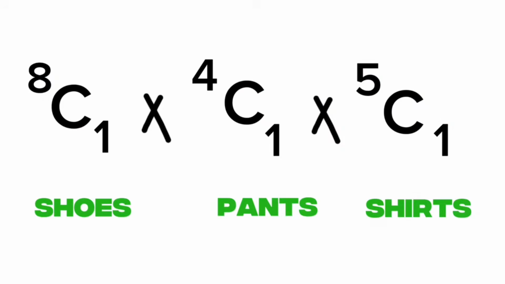So we have 8C1 times 4C1 times 5C1, multiplied together. That would simply give us, if we were to write it another way, 8 times 4 times 5. And that would be your answer. And that's the reasoning for that question.